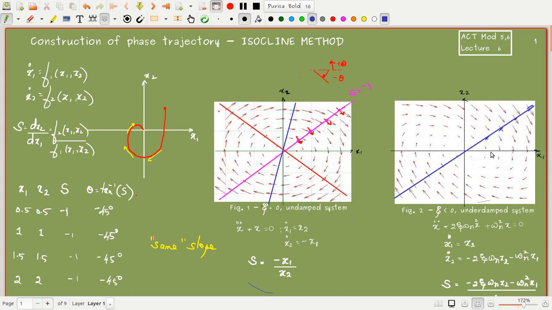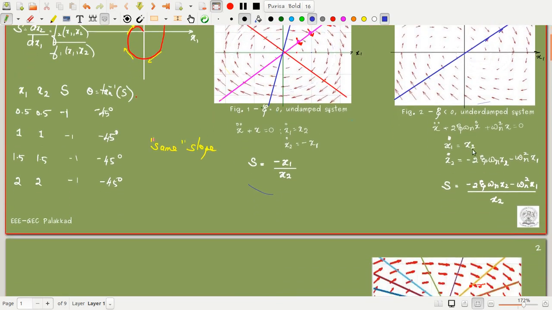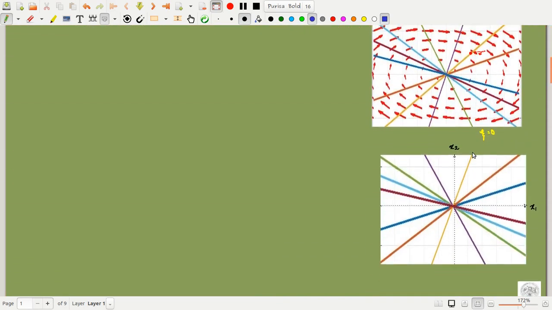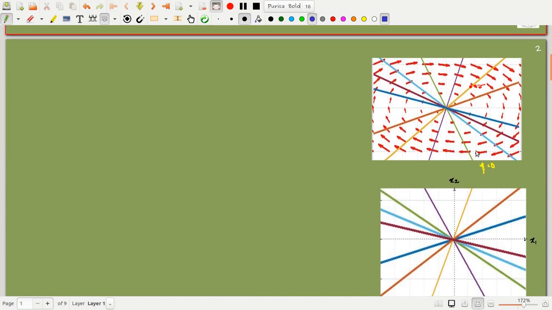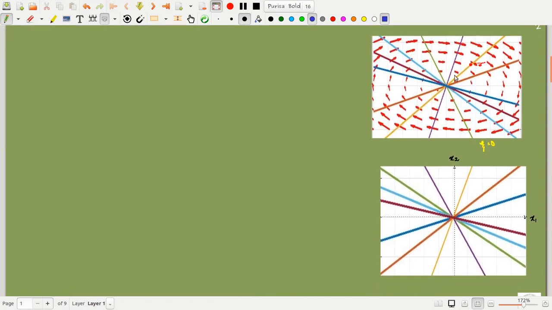Given isocline plus an initial condition, we will see that in the next slide. Here I have plotted, in MATLAB, the phase portraits along with the isoclines. The isoclines have been drawn along with the phase portraits, and this is the x1, x2 plane where only the isoclines have been plotted.